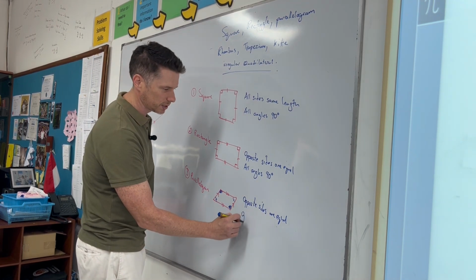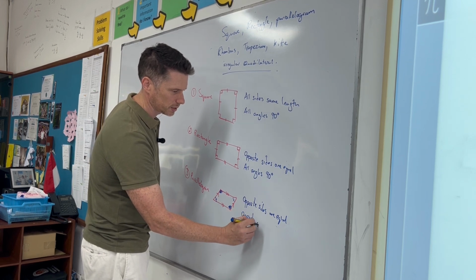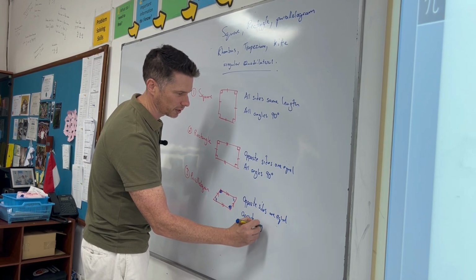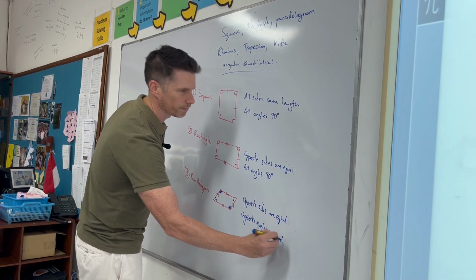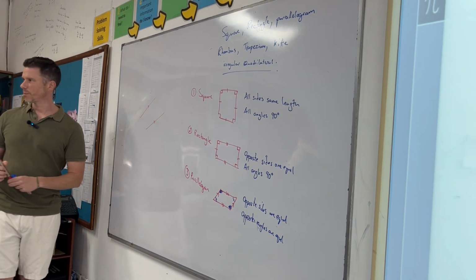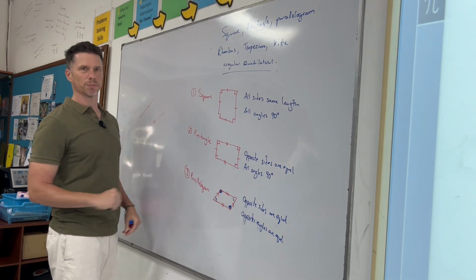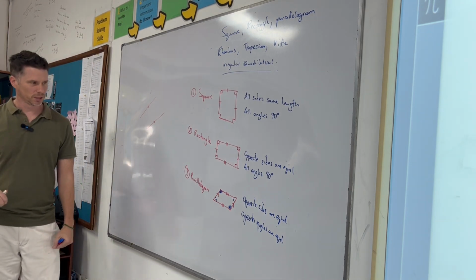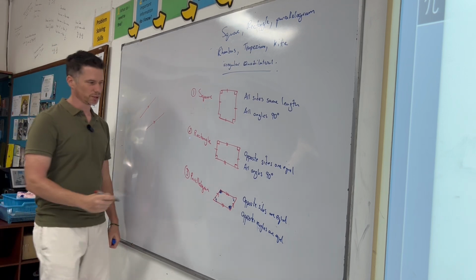How do we say that? We say opposite angles are equal. Opposite angles are equal, not all angles. And then there's a special type of parallelogram. You see that a rectangle pushed out of shape is what we refer to as a parallelogram. What's a square pushed out of shape? It's this rhombus shape here.